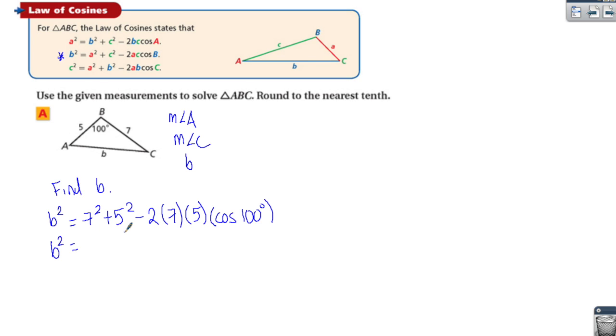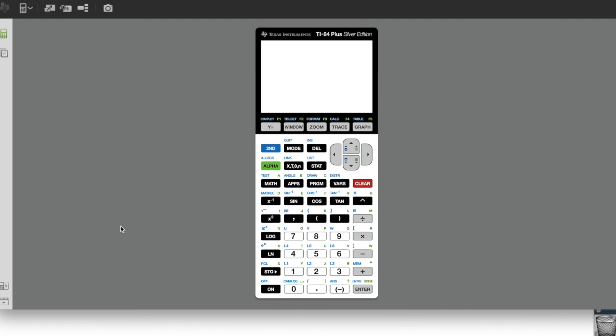Now, you want to make sure you enter this into your calculator as a complete expression. So let me go ahead and show that to you right now. So let's open this up. In your calculator, whatever that may look like, let's key in the values that we found. We have 7 squared plus 5 squared minus 2 multiplied by 7 and 5, and of course, cosine of 100 degrees, like so. Again, be very careful with the parentheses. If you miss one or if you add one too many, then it will give you an error. Again, make sure that your mode is set to degrees, like so.